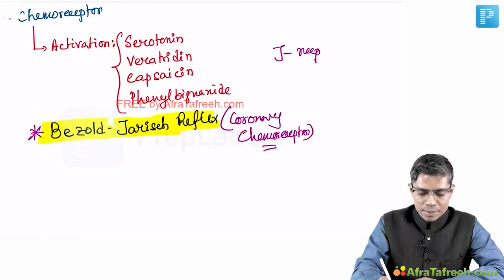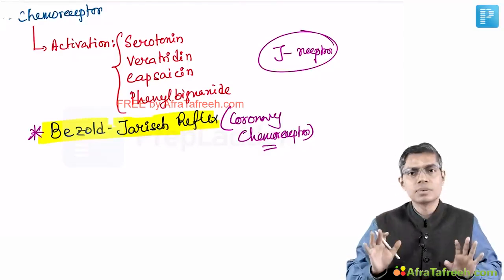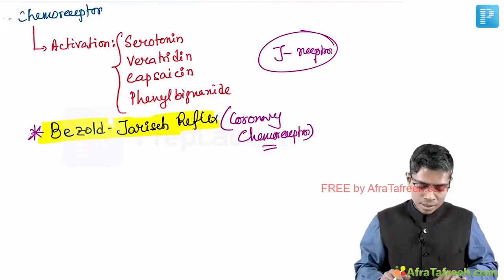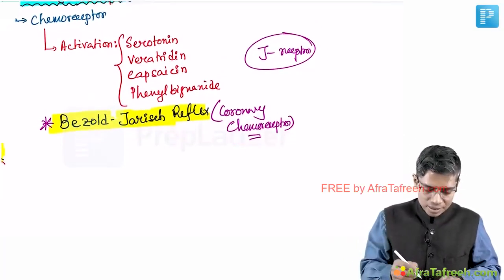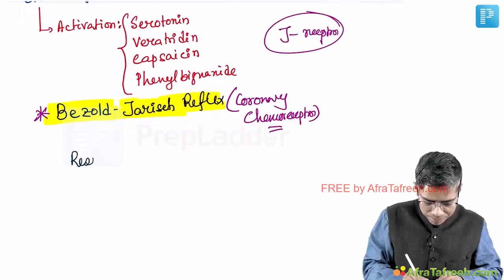J receptor, juxtacapillary receptor. We will discuss the J receptor in the lung. Their property is similar to that of the ventricular or coronary chemoreceptor. Now, if this reflex is activated, what are the responses? What is going to happen in the body?